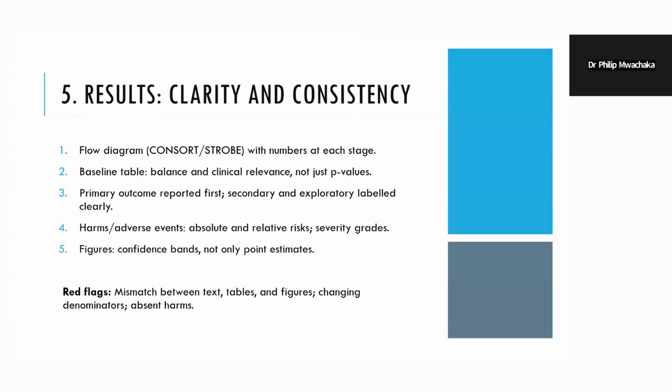The other thing that needs to be very clear is the results. The results have to have clarity and consistency. The first thing when you're reporting results, it's always good to have a flow diagram, and we'll look at those consult and stroke recommendations. And this flow diagram should have numbers at each stage.